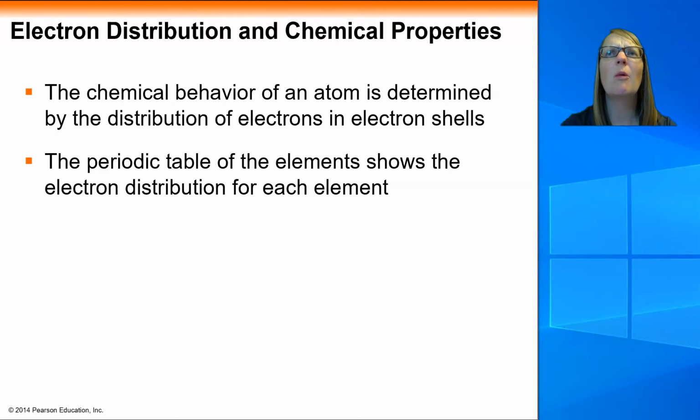Okay, and so why is this important? Understanding that electrons have energy and they sit in these shells, which is a representation of the amount of energy they have. Well, really the chemical behavior of an atom is going to be determined by how the electrons are distributed in those electron shells. And so what we're going to do is go back to the periodic table of elements and look at how the electrons are distributed between the different elements.